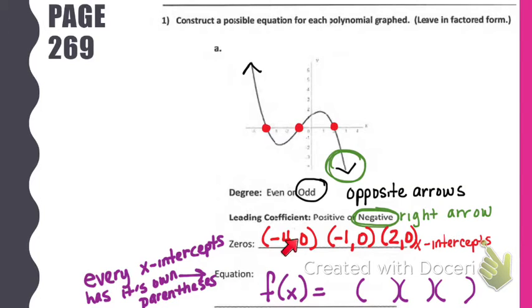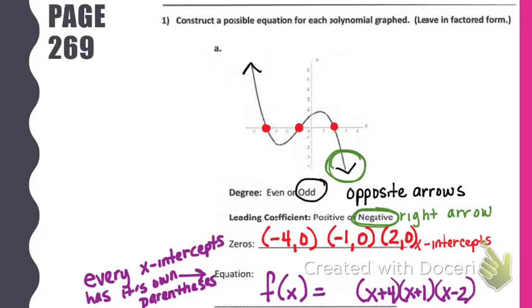So if I have an x-intercept at -4, the factor is going to be the opposite. So in the parentheses, I'm going to flip the sign and put an x plus 4. For my second x-intercept, that's at -1, I'm going to flip the sign and put an x plus 1. And what do you think I'm going to put in my last parentheses? Because that's a positive 2, x minus 2.